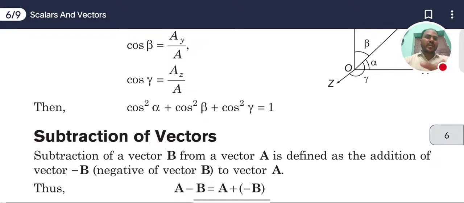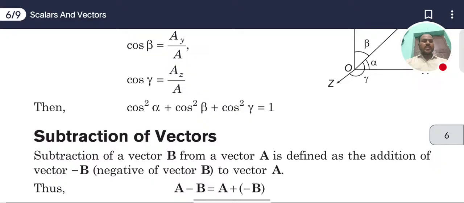So what is subtraction of vector? Subtraction of a vector b from a vector a is defined as the addition of the vector minus b, the negative of vector b, to vector a. So vector a minus b equals a plus minus b, because it is a subtraction of vector. That's why here it is written a minus b equals a plus of minus b.